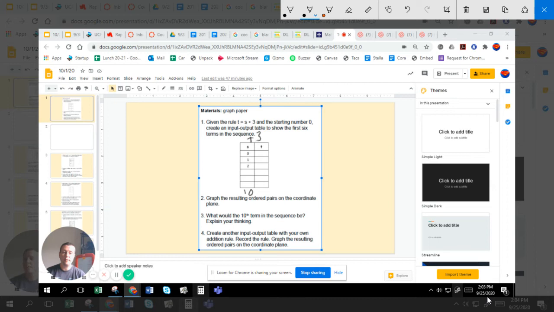So the reason why the 10th term is not going to be 10 is because we didn't start at the number 1. We started at 0. So the first term was 0. The second term was 1. The third one we did was 2. The fourth one we did was 3. So the 10th term, when we get to it, is not going to be 10. The 10th term is actually going to be 9. So 9, and then the rule is plus 3.